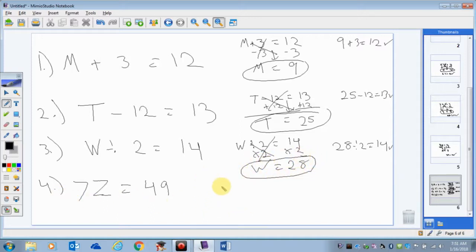For number 4, we have 7z equals 49. And make sure that you know that that's a z. It's not a 2, it's a z. So 7z equals 49. So I'm multiplying by 7 here, so I've got to divide to get rid of it. Divided by 7, divided by 7. These 2 cancel out, leaving me with z, the equal sign, and 49 divided by 7 is 7. So my answer here is z equals 7. Let's check it. Is 7 times 7 equal to 49? It is. So that checks off.